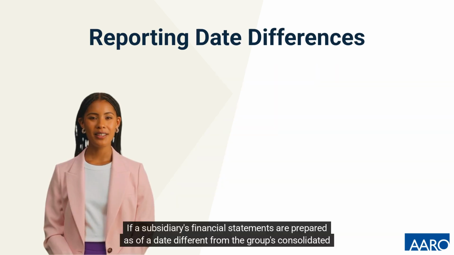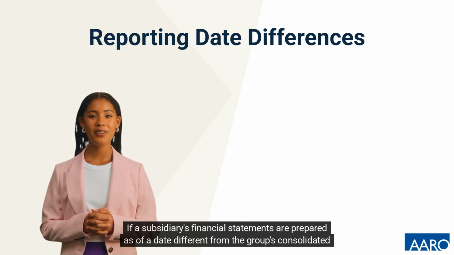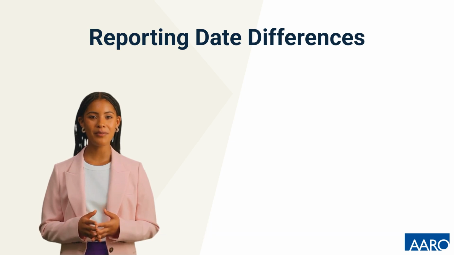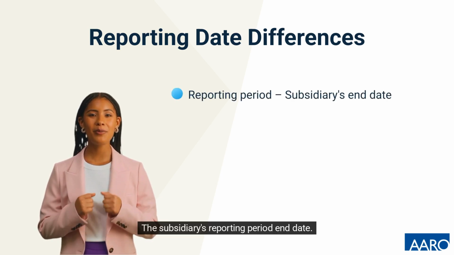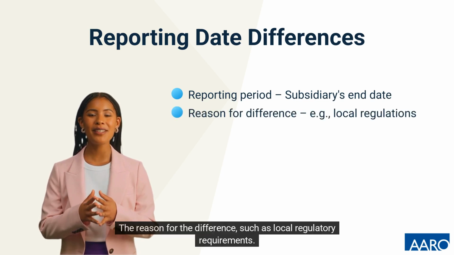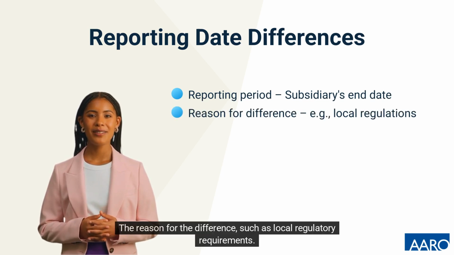If a subsidiary's financial statements are prepared as of a date different from the group's consolidated financial statements, the entity must disclose: 1. The subsidiary's reporting period end date. 2. The reason for the difference, such as local regulatory requirements.